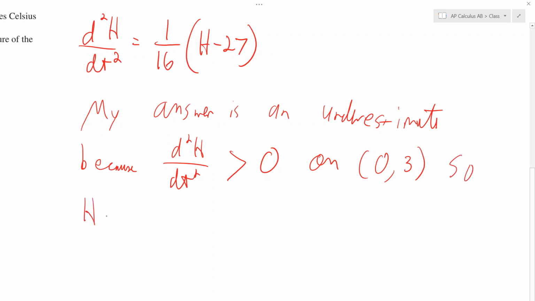So h is concave up. You should say not just that the second derivative is positive, you should say the graph is concave up. And that's why it's an underestimate.